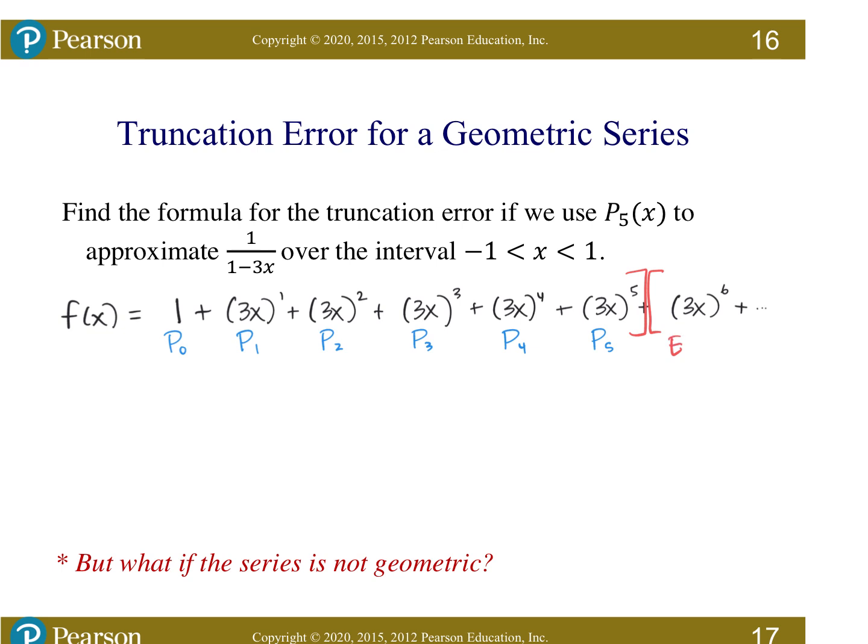So my error is going to start on that side. So then by definition, my error would be quantity 3x to the 6th over 1 minus 3x. So that'll be my definition of error. All right, any questions about that? Geometric? Where to drop it? All right, so that leads you to the next question. Well, what if it's not geometric?